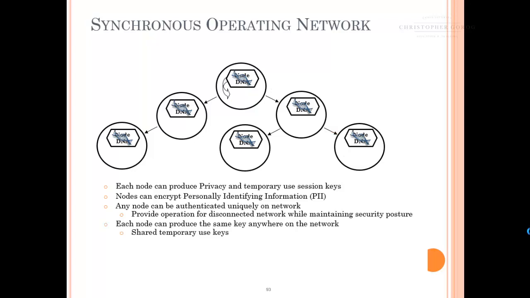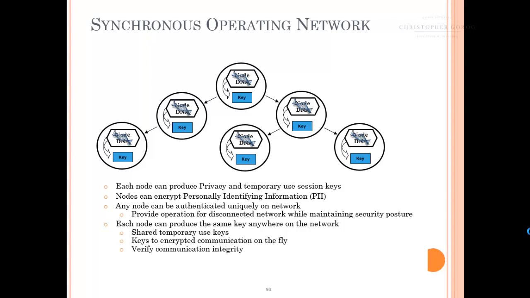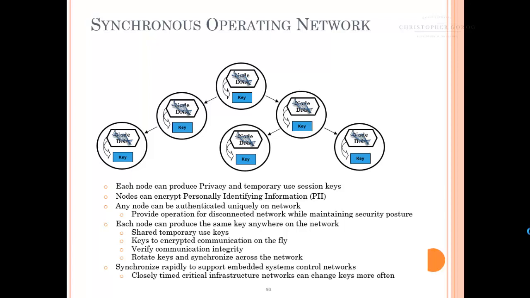Each node then can also produce the same key anywhere in the network for shared temporary use keys. These keys can be used to encrypt communications on the fly or to verify communications and communication integrity in real time. Also for rotating and synchronizing across the network to refresh and renew the security posture. With key rolling techniques, you can synchronize rapidly to support embedded system needs for controlled system networks. This allows those closely timed critical infrastructure networks to change keys and rotate and change security posture more often as required for operation.